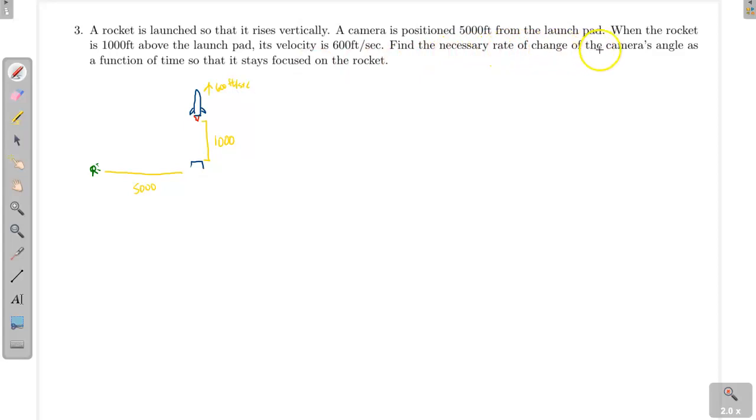Find the necessary rate of change of the camera's angle as a function of time. So the angle of the camera as it's looking up at that. All right, so how can we do this? Well, we're trying to figure out some formula for the angle. And if we're doing something with an angle, and you can tell right here it's a triangle, we're going to do SOHCAHTOA.